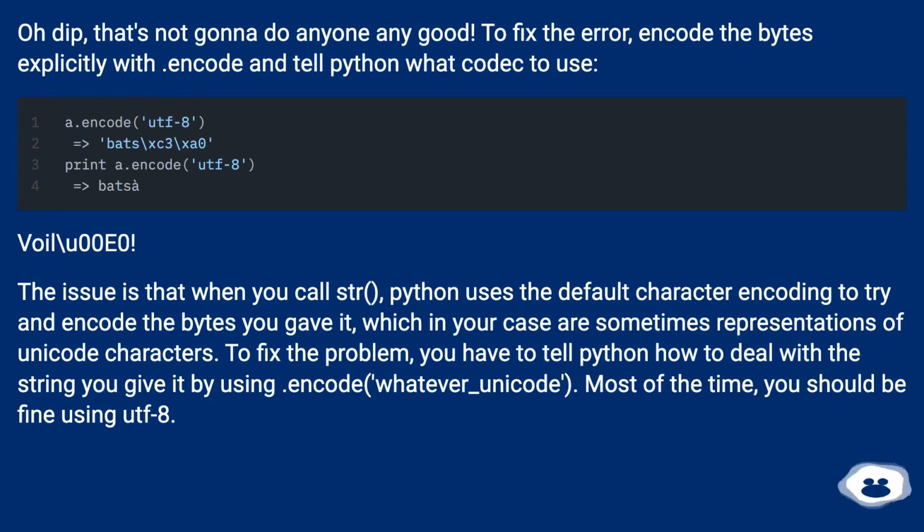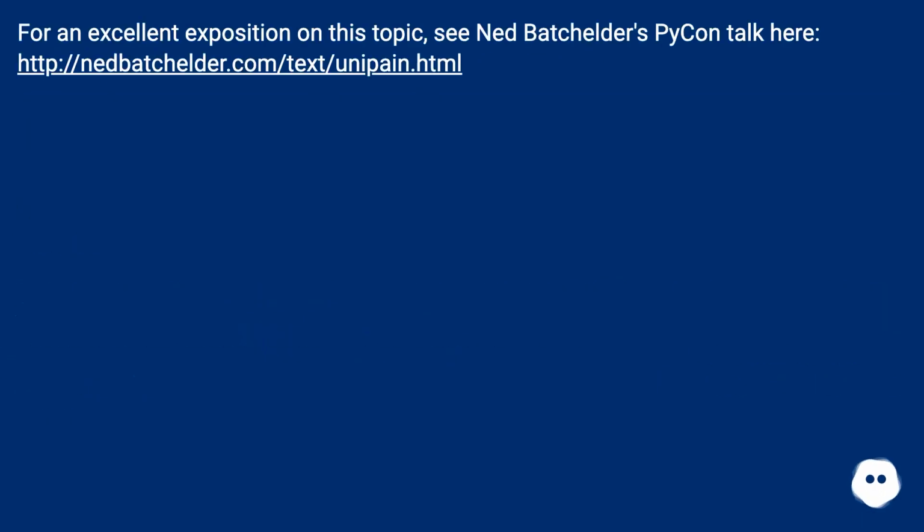Voilà. The issue is that when you call str, Python uses the default character encoding to try and encode the bytes you gave it, which in your case are sometimes representations of Unicode characters. To fix the problem, you have to tell Python how to deal with the string you give it by using .encode('utf-8'). Most of the time, you should be fine using UTF-8. For an excellent exposition on this topic, see Ned Batchelder's Pragmatic Unicode talk, here at this URL.